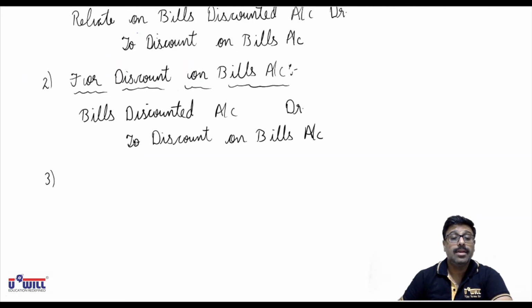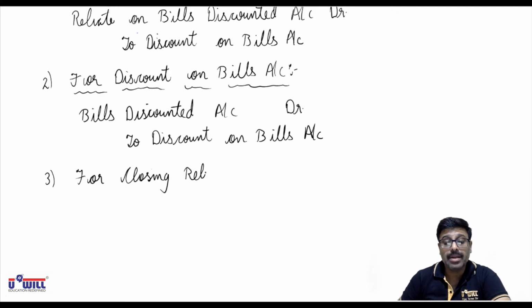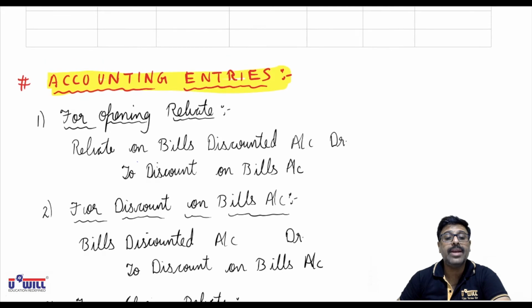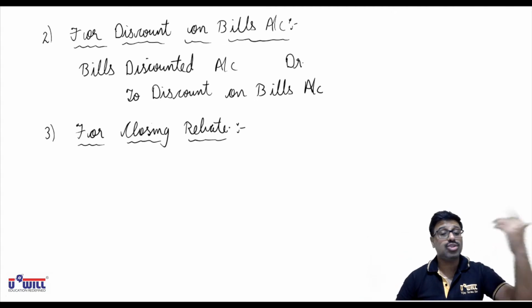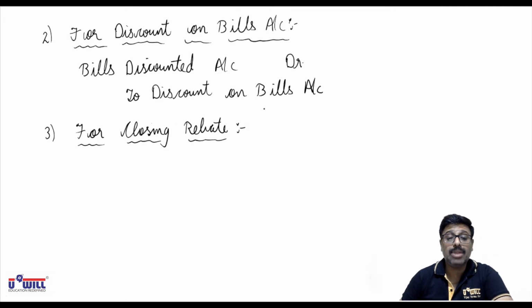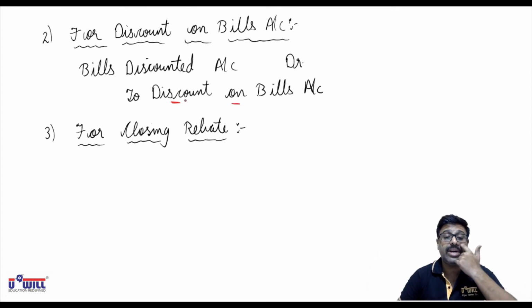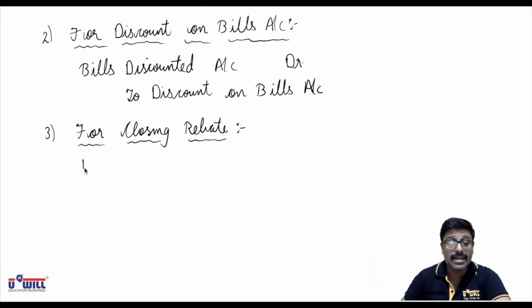Now the third entry we will pass is for closing rebate on bills discounted. It is the reverse of opening rebate. Closing rebate means closing pre-received income, income received in advance in the current year for the next year. So that income belongs to next year. But it is included in this discount income, because we discounted the bills in the current year, so it is included in current year's income, but it belongs to next year's income. So to decrease the amount of this discount on bills income of current year, we will reverse and debit that.